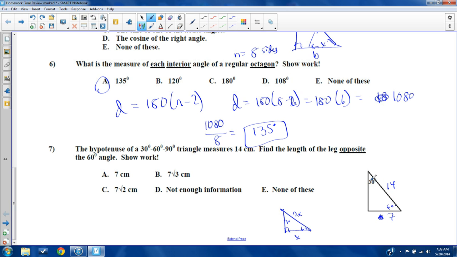Now that you have that, I could have done this multiple ways. I could have used trig or anything else, but because it's doing exact numbers, you're going to have to know this. You can't just use the decimal number. This is 7. This is x root 3. If you don't know, use the Pythagorean Theorem. You'll find it out. I just have no time to. This is 7 root 3. This is the leg opposite 60 degrees right here. So that's 7 root 3 centimeters.